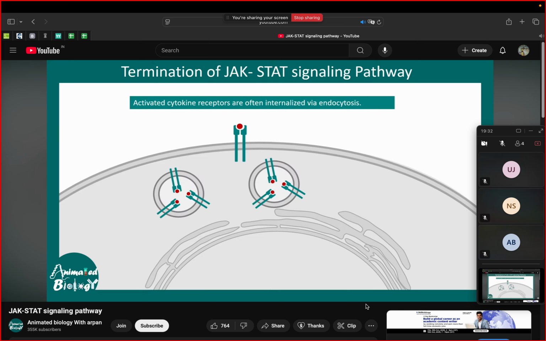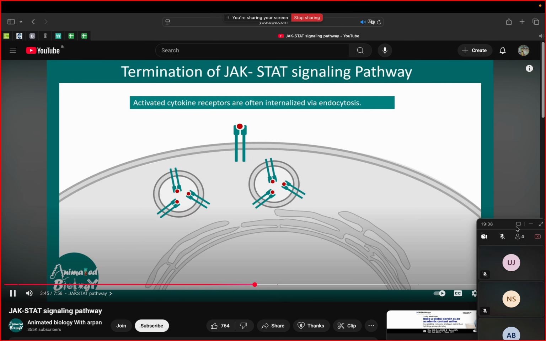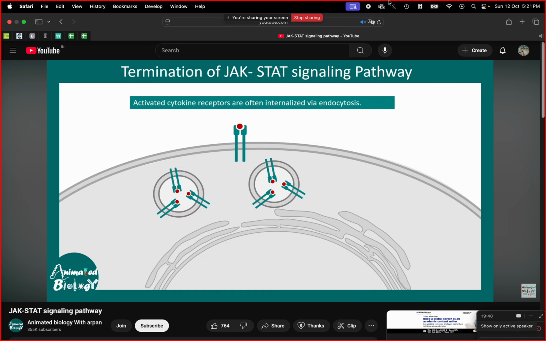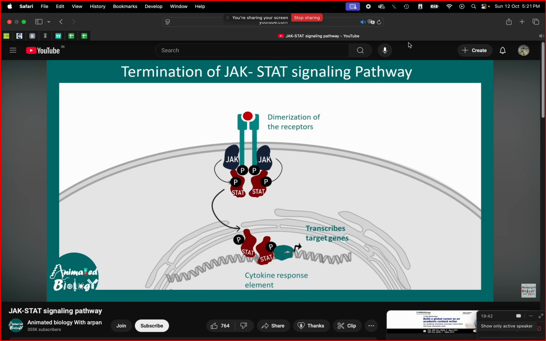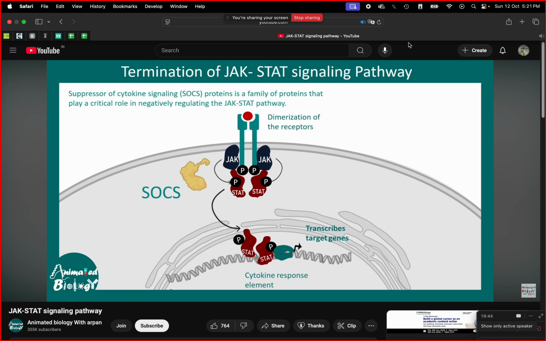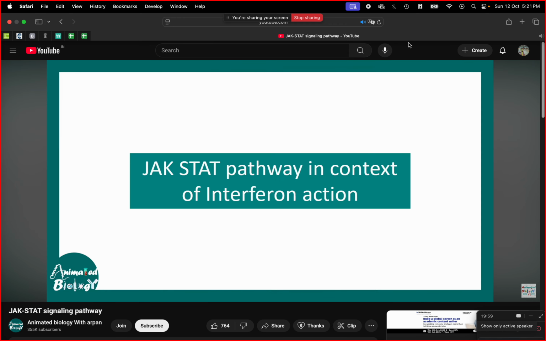There are other strategies like receptor-mediated endocytosis of the receptors, so that reduces the number of receptors available for binding to the signal. Also, there could be other proteins which can degrade the JAK or STAT or even the receptor. These are known as suppressor of cytokine signaling proteins, or SOCS proteins, that can potentially degrade the receptor and degrade the JAK with a combination of other molecules.